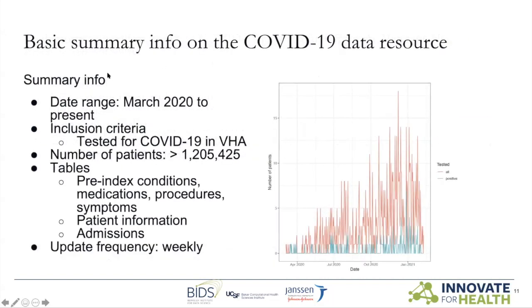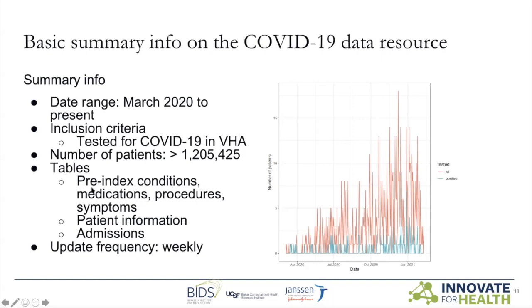And just to give you a little bit more summary information, the COVID-19 data resource ranges from March 2020, when first cases started to appear and be tested within VHA, to the present. It's basically anybody tested for COVID-19 in the VHA, which, as of the last time we checked, was over 1.2 million patients, quite a large cohort.